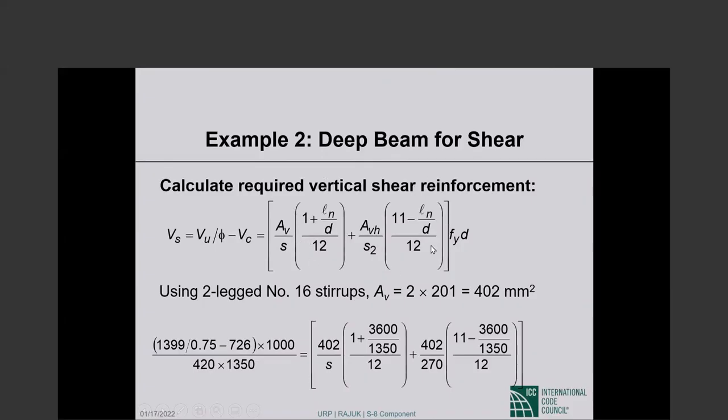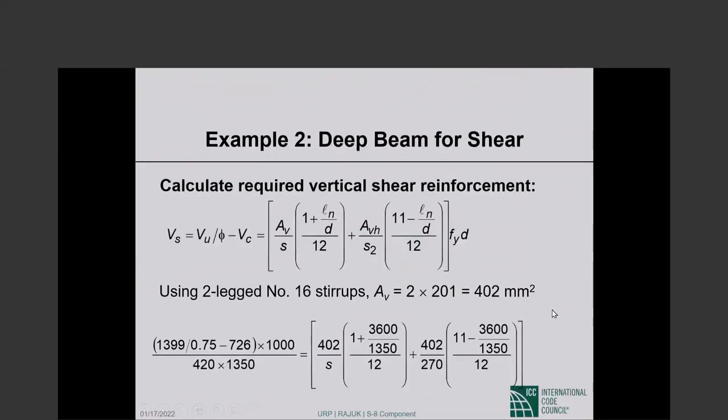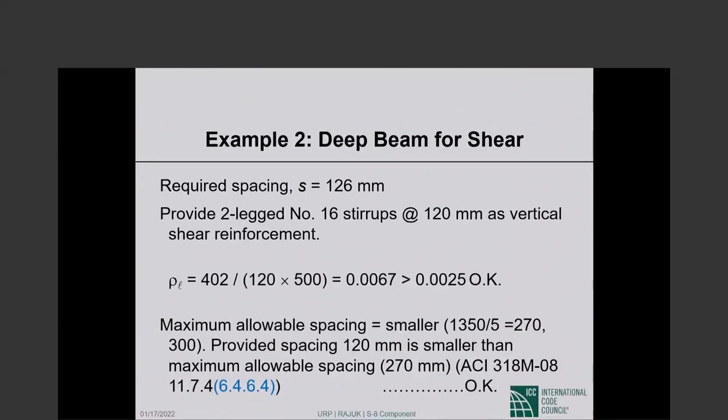you have seen the expression for V sub S. Okay, so using two-legged number 16 stirrups, A sub V would be 402 square millimeters. So in this entire expression, everything is known other than the S. That's the only unknown. Once we have decided that we are going for A sub V of 402 square millimeters in this entire expression, the only unknown is the spacing of the vertical reinforcement S. When you solve that equation, S comes out to 126 millimeters.